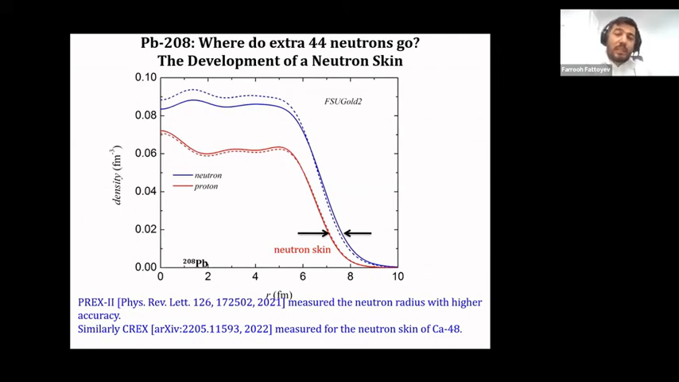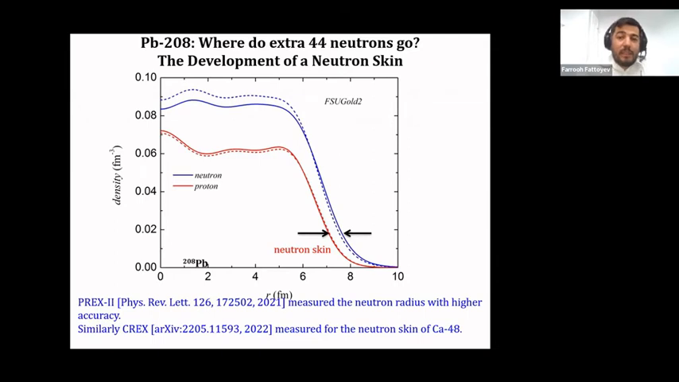In this talk, I would like to concentrate on one isovector observable. It's the neutron skin. Essentially, consider the lead-208 nucleus. It has 82 protons and 126 neutrons. The difference is 44 neutrons. And the question is, where do these neutrons distribute themselves? Where are they located in the lead nucleus?